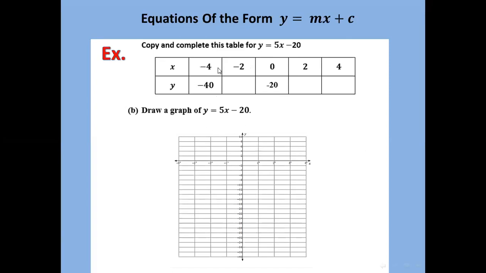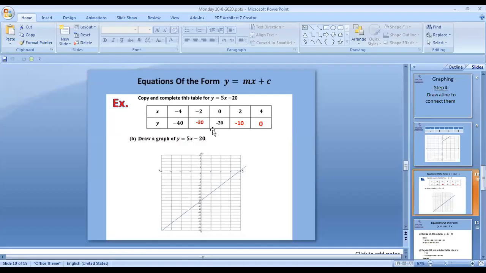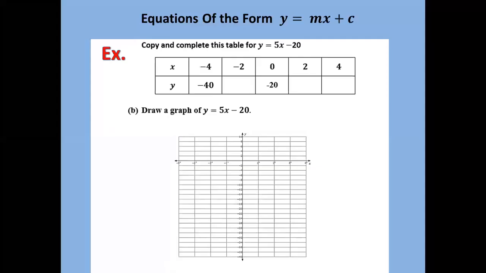So after finding the pairs from the table, we can just plot them on our grid. These are the points. I don't know why it's not showing. Oh, here they are, negative 10 and 0. After that, we just plot them on the grid.